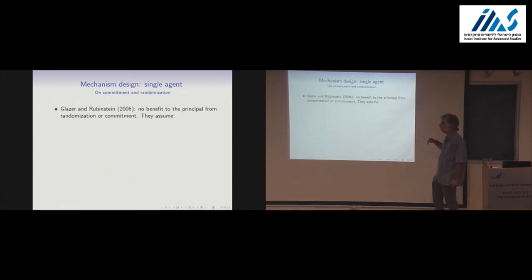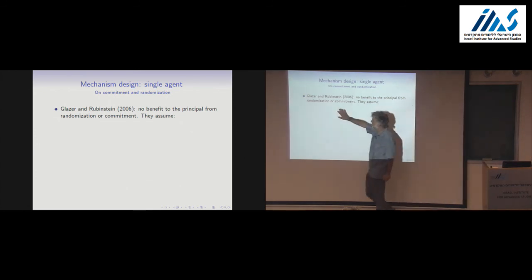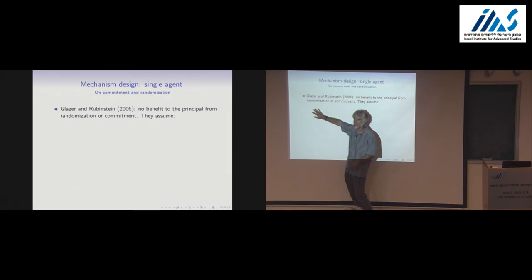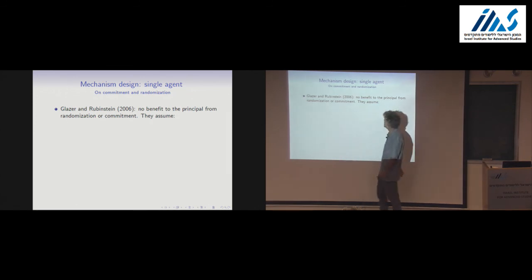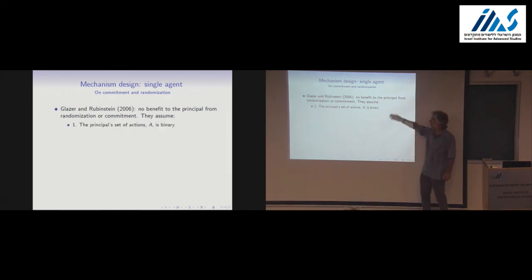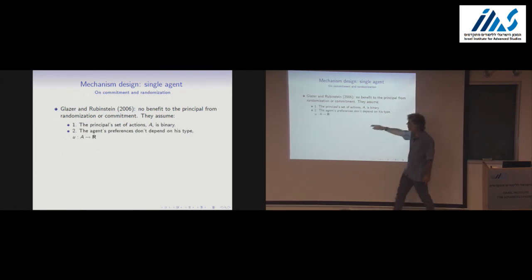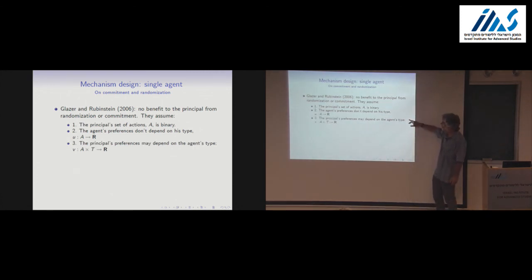And now let me describe what the literature has done. Glazer and Rubinstein, as I said, opened the literature. They show that there's no benefit to commitment, and I didn't emphasize this, but there's also no benefit to randomization. What did they assume? They assume that the principal has 2 actions, that the agent has type-independent preferences, a utility function from A into R, and that the principal's preferences may depend on the agent's types.